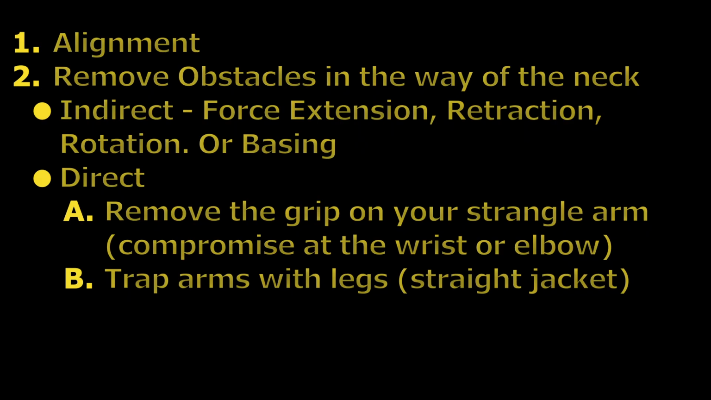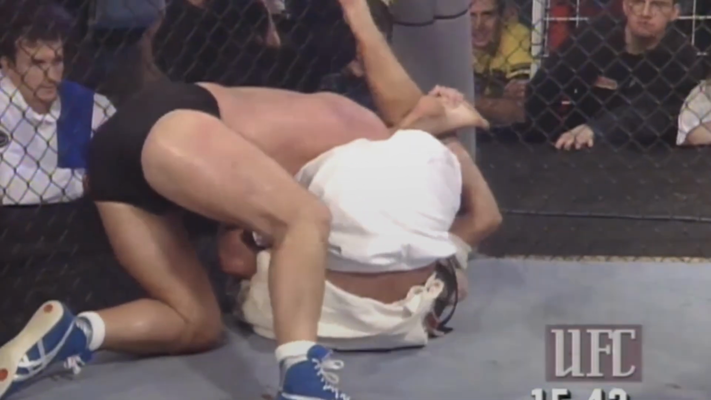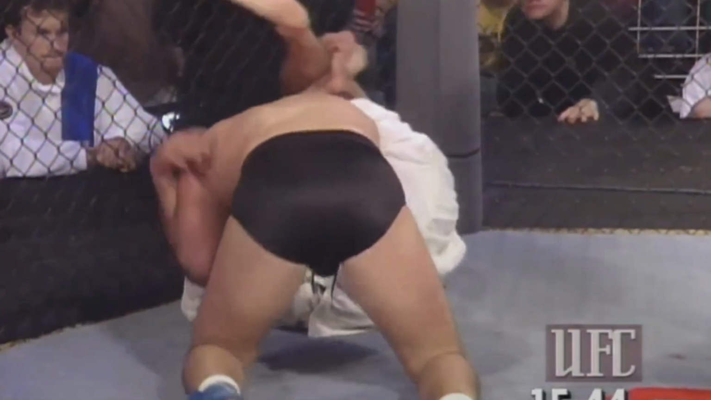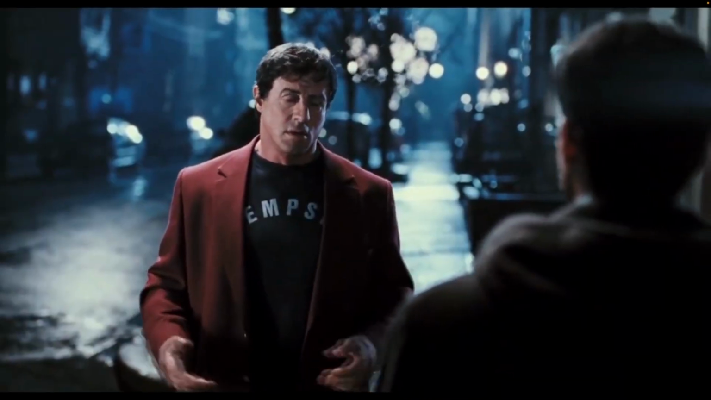Trapping arms with your legs is a great way to remove obstacles in the way of the neck, and it's rooted in the same principle that makes jiu-jitsu so appealing, which is to use our legs as much as possible and concentrate a large amount of our strength into a specific area of our opponent, which gives smaller people the ability to strangle and break the limbs of much larger opponents.